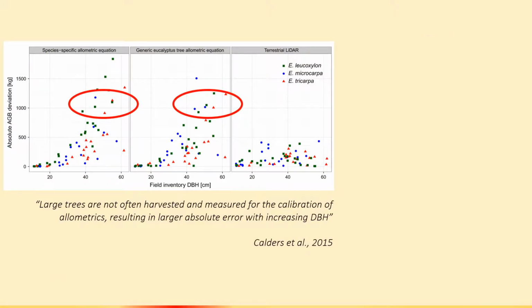Already, Kim Calders in 2015 showed that large trees are not often harvested and measured for the calibration of allometrics. This results in large absolute error with increasing DBH. As we can see here, the larger the tree DBH, the larger the error, while on terrestrial LiDAR, the error does not vary despite the increase in DBH.